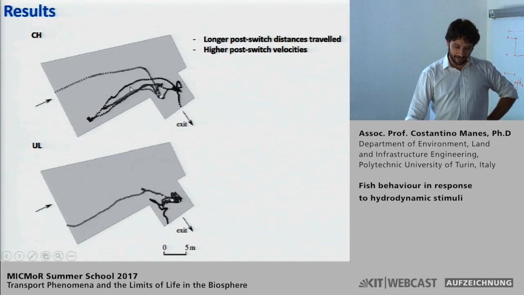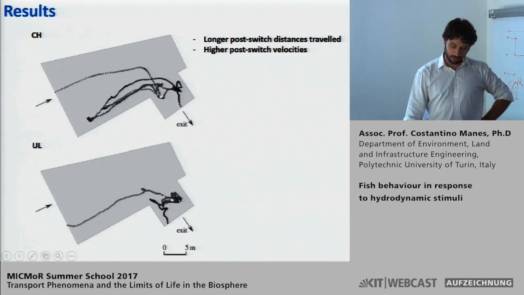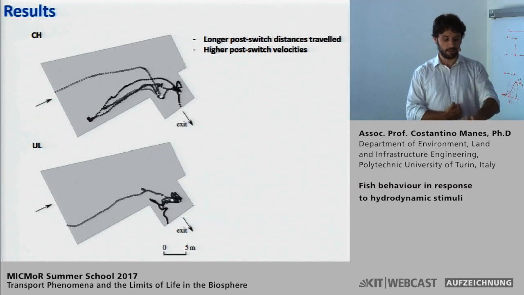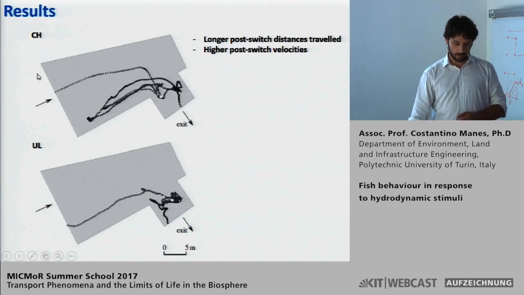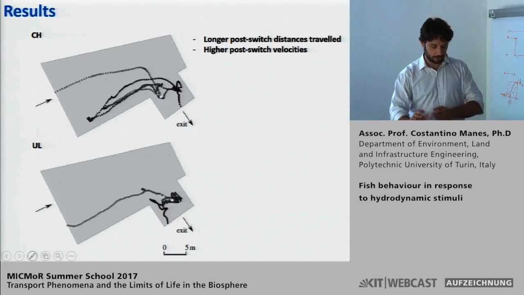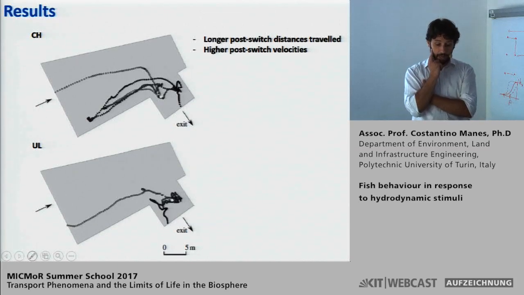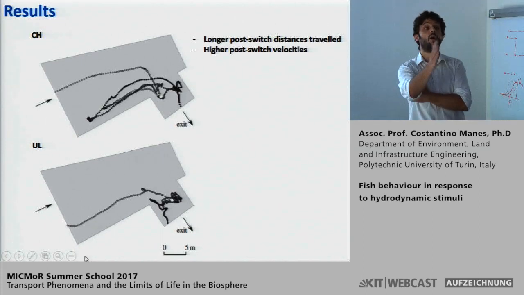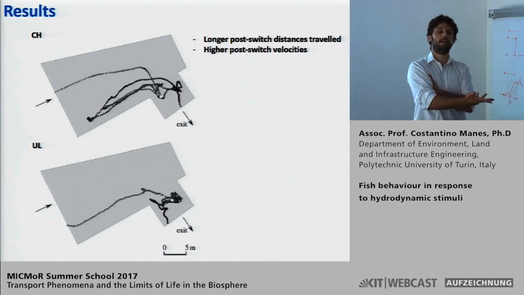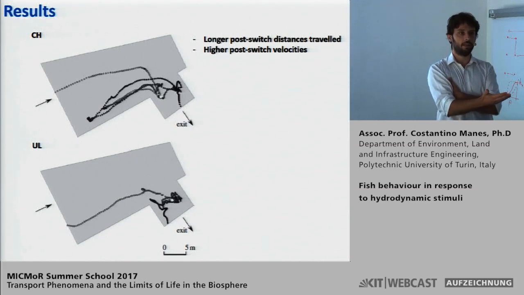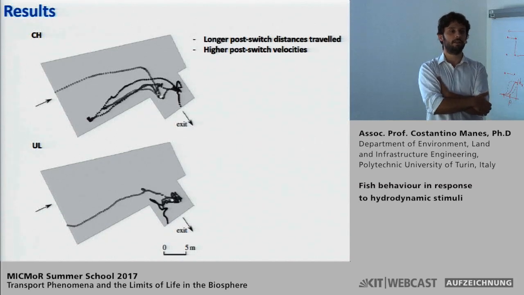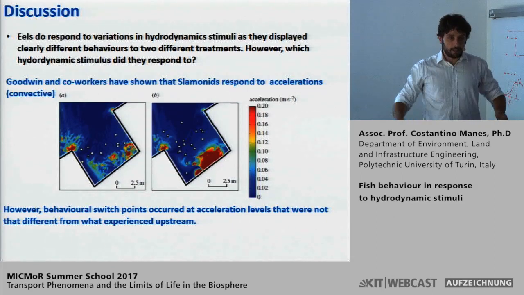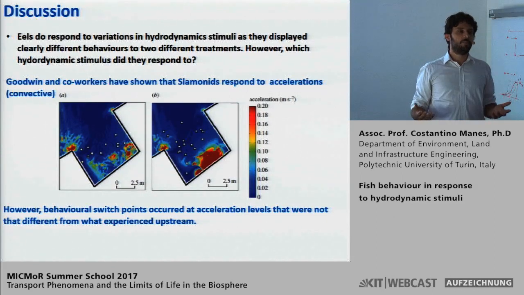Okay. We did some sort of analysis of these trajectories, and the results were pretty intuitive. There were longer post-switch distances traveled in the constricted case, much longer than in the fully open. And there were much higher post-switch velocities of the eels. So in the constricted case, the eels swam away really, really fast, indicating that they got scared for some reason. Okay, they felt the constricted area as a dangerous area. However, this kind of makes sense. This is consistent with the picture.